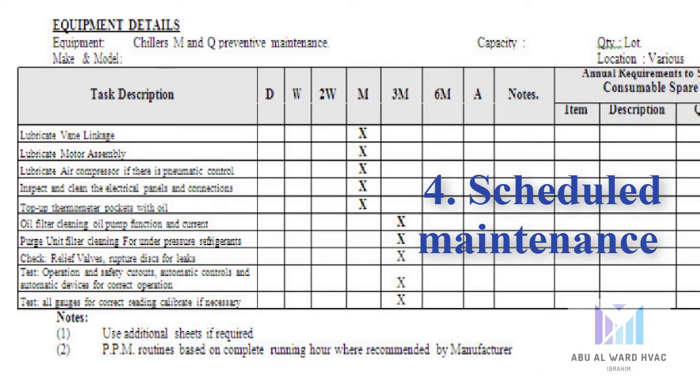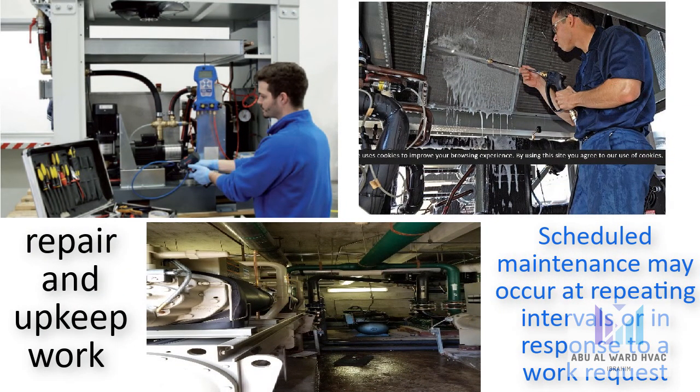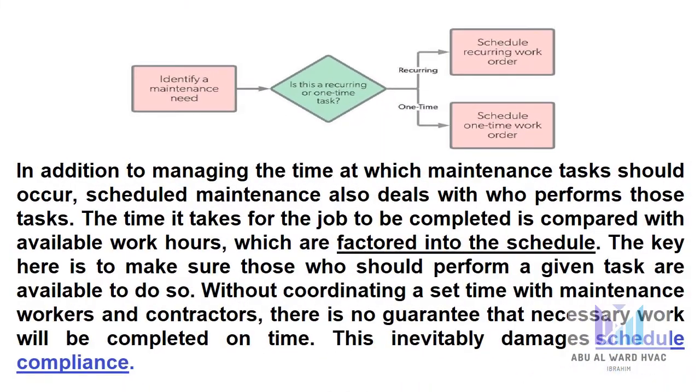Scheduled maintenance. Scheduled maintenance includes work that is scheduled on a calendar for completion. The most common type of scheduled maintenance is calendar-based preventive maintenance tasks. Scheduled maintenance is any repair and upkeep work performed within a set time frame. It details when given maintenance tasks are performed and by whom. Scheduled maintenance may occur at repeating intervals or in response to a work request.